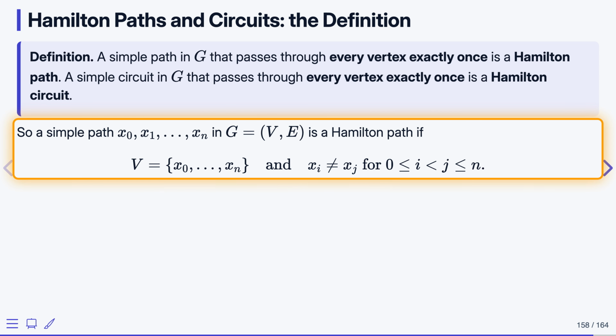The formula says the same thing in symbols, and it says it in two parts. First, the set V is exactly the list of vertices on the path, so nobody is left out. Second, x_i is never equal to x_j for different i and j, so nobody is used twice. Together, those two conditions say every vertex exactly once.